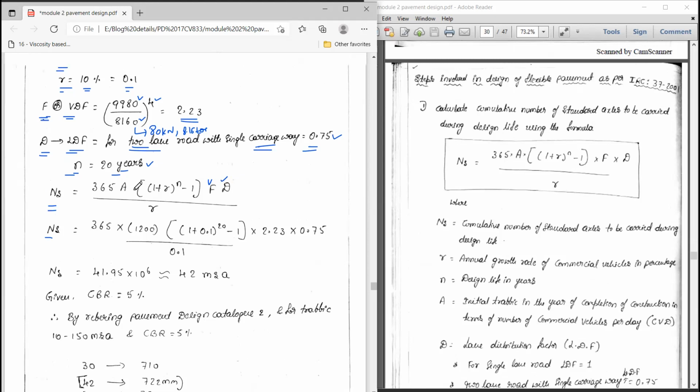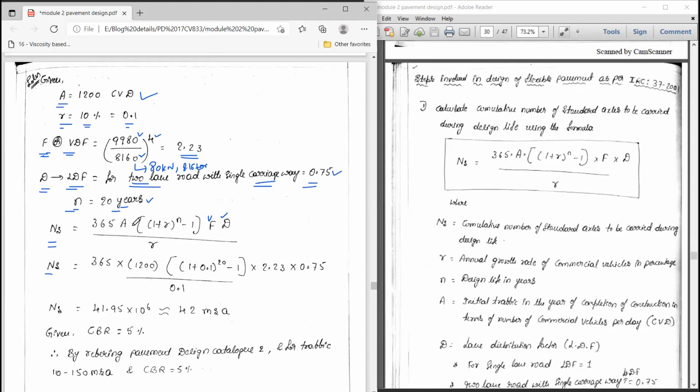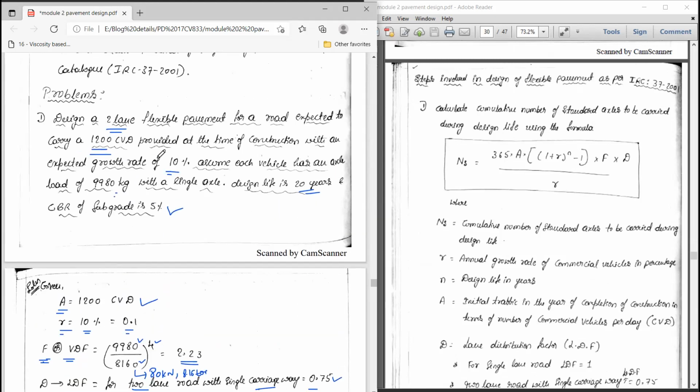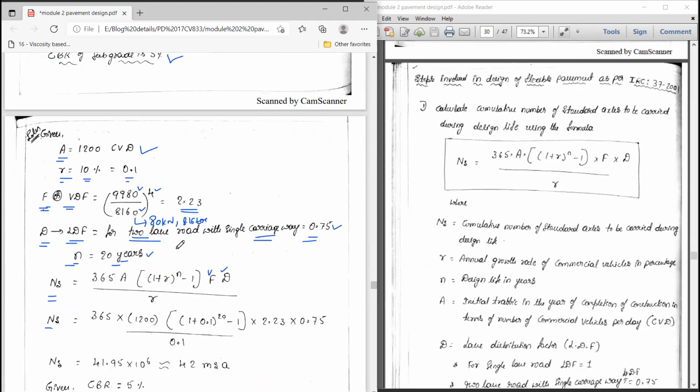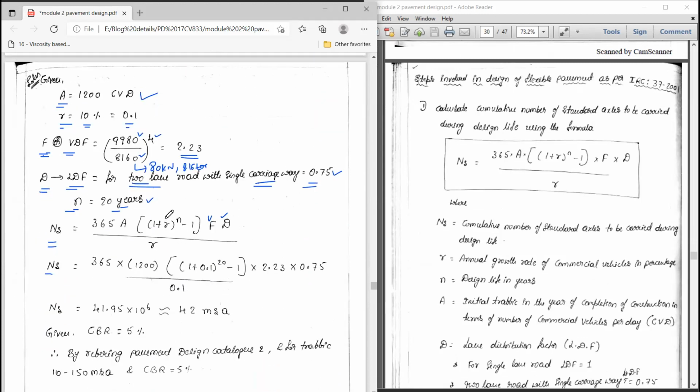The remaining: A stands for traffic, that is the traffic plying on that road, equal to 1,200 CVD. Then in this formula, r stands for growth rate, equal to 10%. F stands for vehicle damage factor, equal to 2.23. And D stands for lane distribution factor, equal to 0.75. So all the data is available.